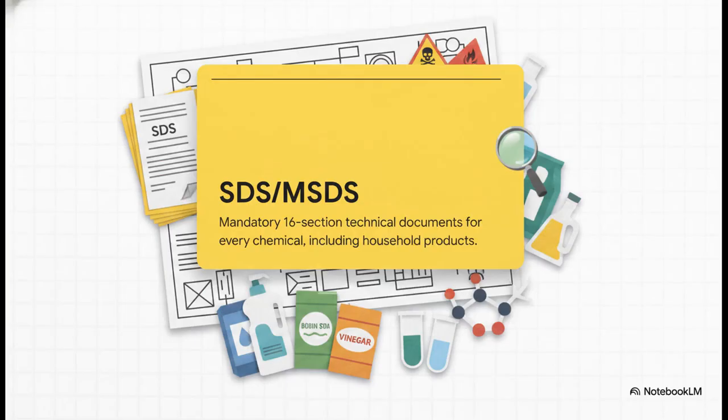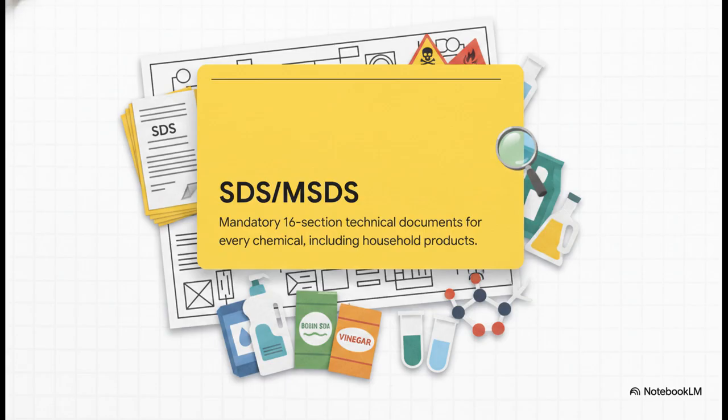Okay, let's talk about safety data sheets, or what a lot of folks historically called the MSDS. These are mandatory 16-section technical documents. Now, a lot of people think these are only necessary for highly reactive, dangerous acids or complex compounds. But here's the absolutely crucial detail. These are mandatory for every single chemical in your lab. Yes, that includes everyday common household products.